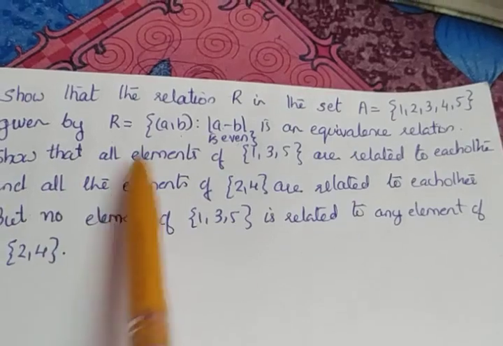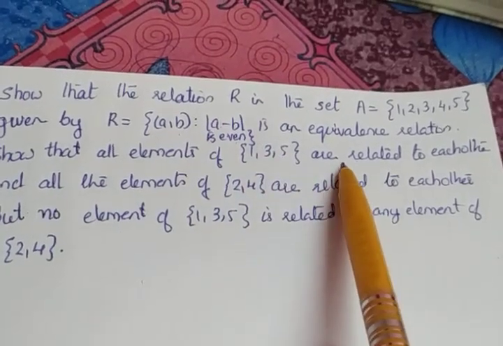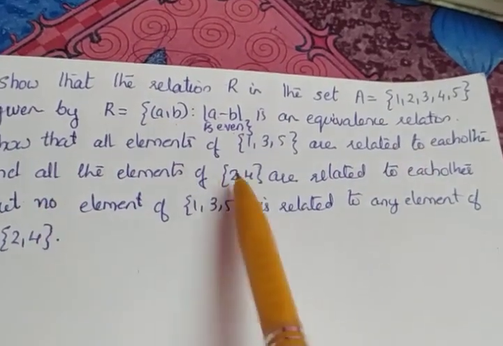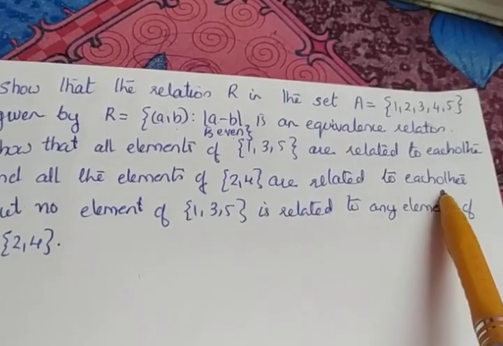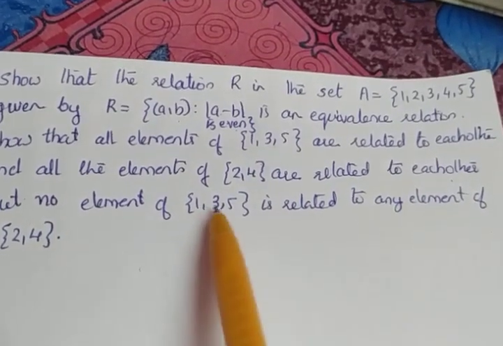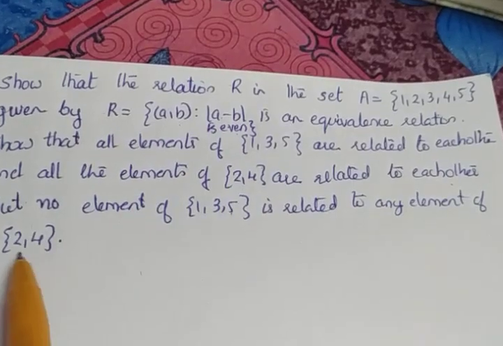The second question is: show that all elements of {1, 3, 5} are related to each other and all elements of {2, 4} are related to each other, but no element of {1, 3, 5} is related to any element of {2, 4}.